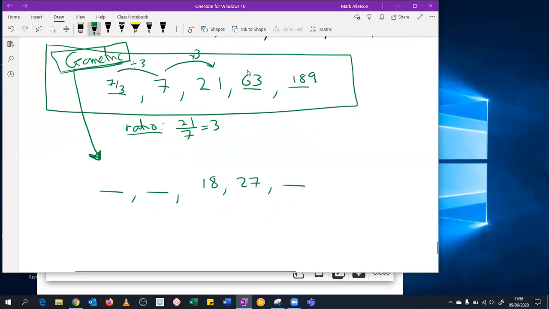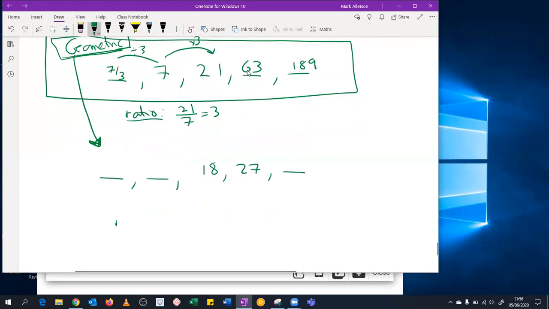So if I do that, the ratio is the next number divided by the previous number. So it's 27 over 18. Well, that cancels down. 9 fits into both of those. So that will go into 3 over 2, which is 1.5. So to get the next number, we have to times by 3 over 2. To get the previous number, we'd have to divide by 3 over 2.